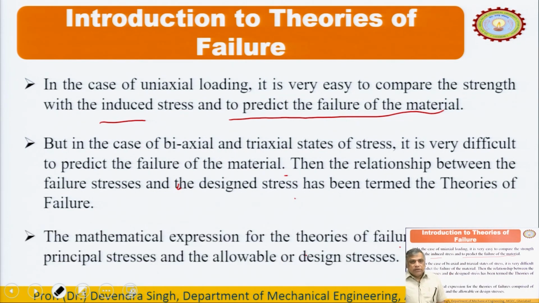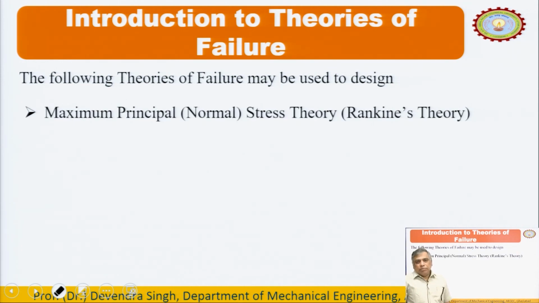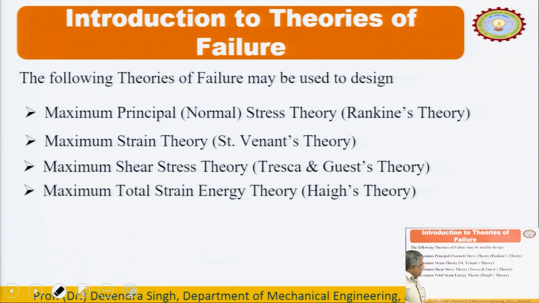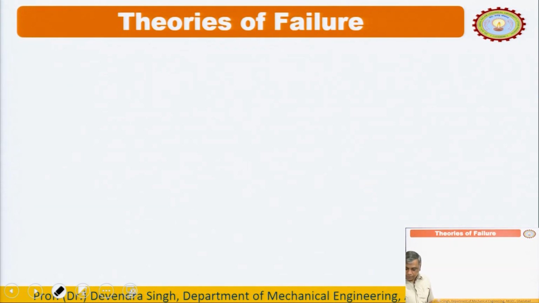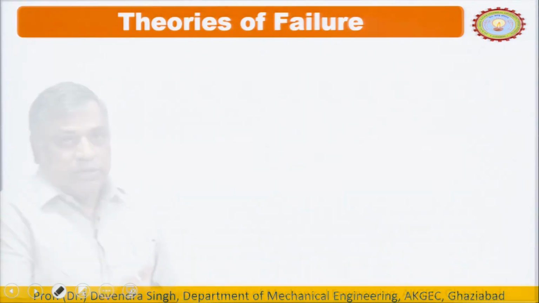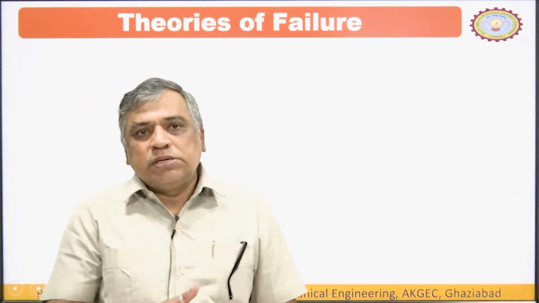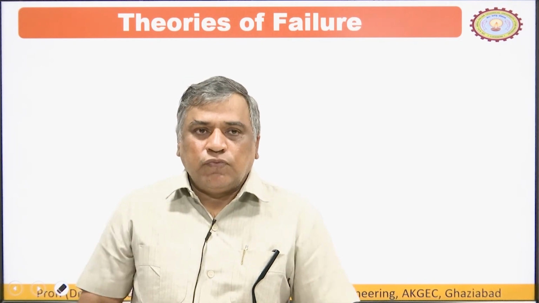So, what are the theories of failure? The following theories of failure may be used for the design: maximum principal normal stress theory, maximum strain theory (St. Venant's), maximum shear stress theory (the Tresca and Guest theory), maximum total strain energy theory, and maximum distortion energy theory. These are the theories of failure which I will discuss in detail in the next lecture, and we will discuss what theory of failure is applicable for what type of materials and what type of loading. So, we will discuss the theories of failure in the next lecture.